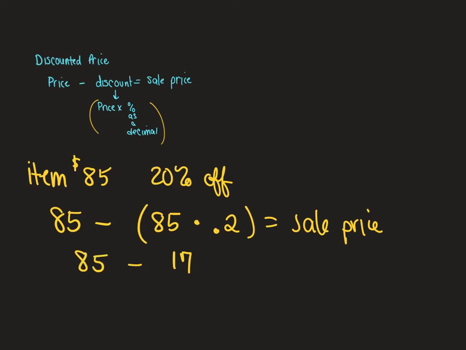$85 minus $17 is $68. So my item is now going to cost me $68. It used to be $85. It's going to cost me $68. I saved 17, but that's not what the question wants. They want the final total discounted price.